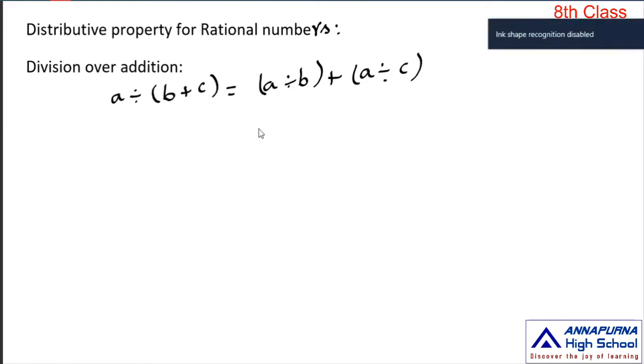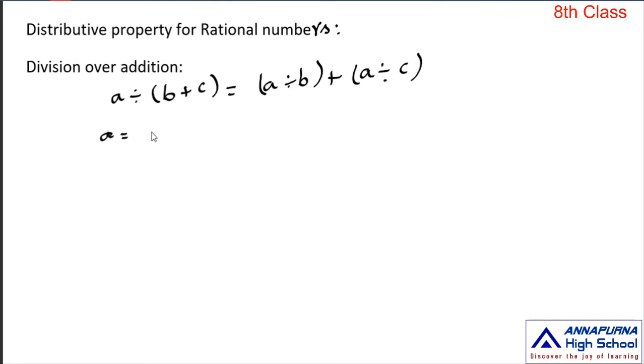Let us choose any three rational numbers. For our convenience, here I choose three numbers. a is equal to 16, b is equal to minus 4, c is equal to 2. Sir, they are integers, but we are verifying for rational numbers now. So every integer is also a rational number. So no problem. Okay, so let us verify.